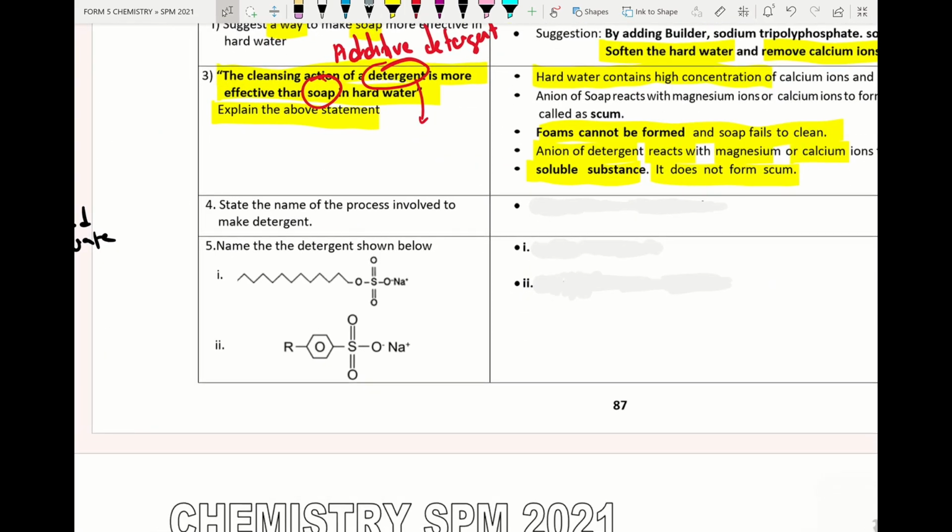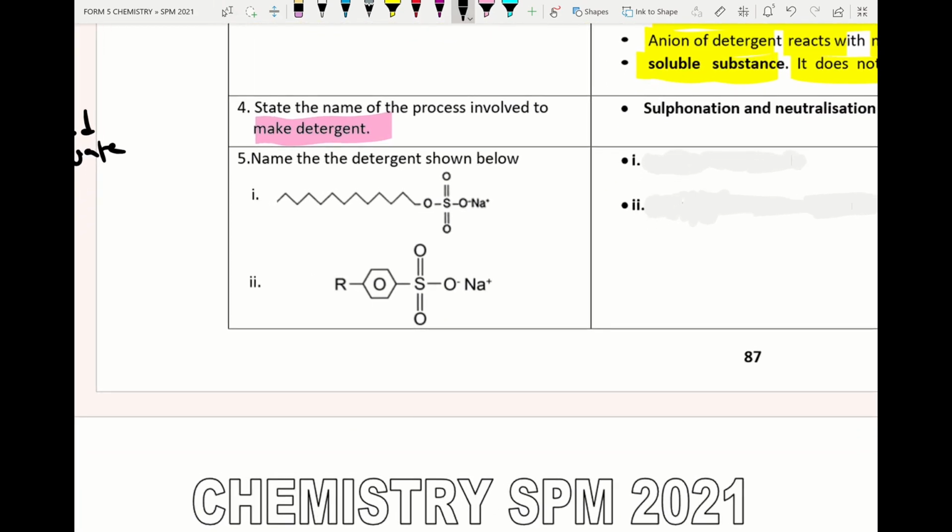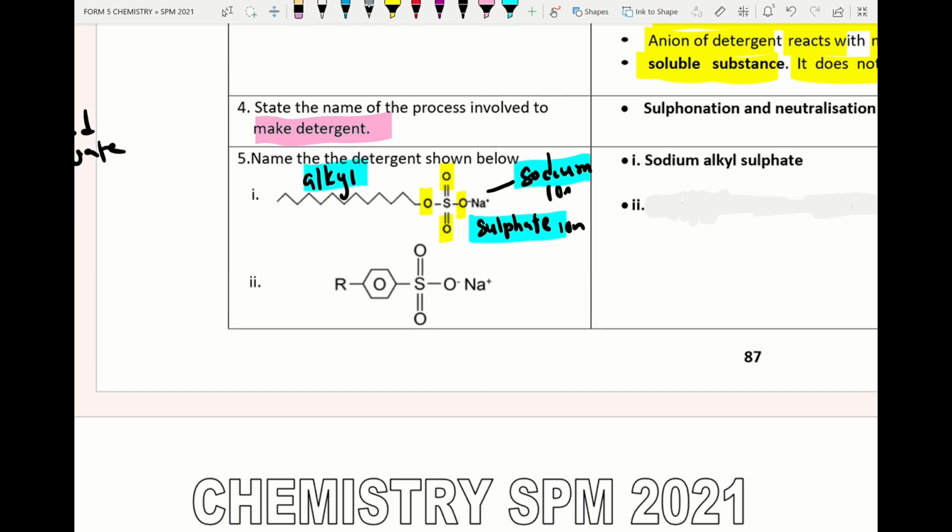All right, we move on to the next one. What is the name of the process used to make detergent? That will be sulfonation and neutralization. Try to name this detergent. We have this detergent, this is known as the alkyl group, and this is the sodium ion. If we have four oxygens, please remember this is known as the sulfate ion. So how to name this detergent? Sodium alkyl sulfate. The answer is given: sodium alkyl sulfate.